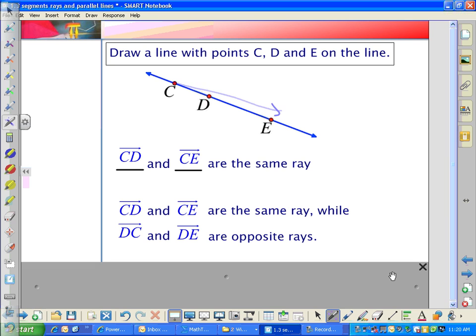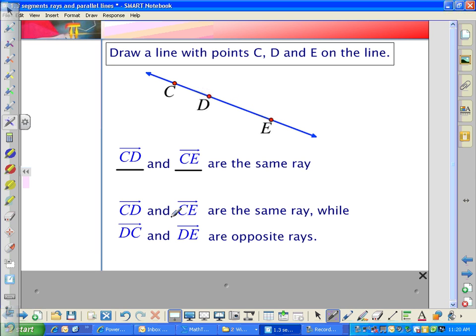All right, what about this? Consider this. Even though CD and CE are the same ray, DC and DE are opposite rays. Now notice again, we're starting with the same letter here, but this time they're not exactly the same ray. DC is kind of going up and to the left. DE is going down and to the right. They're going in opposite directions, but they have the same endpoint, therefore they're opposite rays.